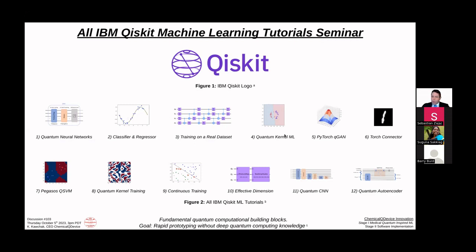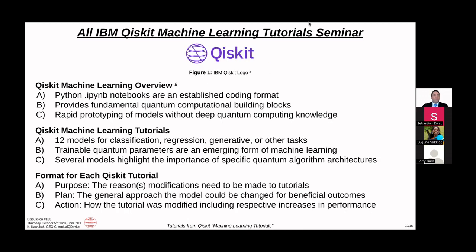I'll be going over all 12 of these modifications. I was able to improve most of these. The big thing with Qiskit machine learning is it's just like if you're doing machine learning or deep learning right now, you're using Python notebooks, and it's a very familiar setup. So Qiskit provides fundamental quantum computational building blocks for the rapid prototyping of models without having a deep understanding.